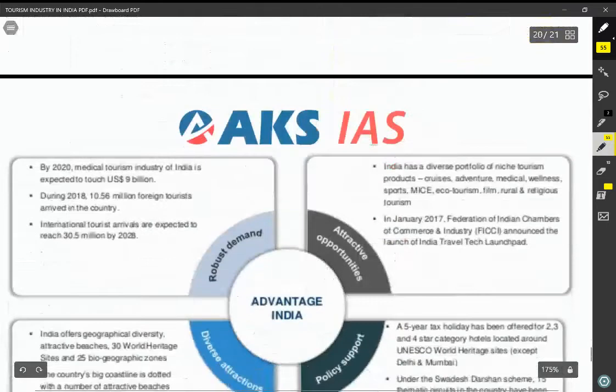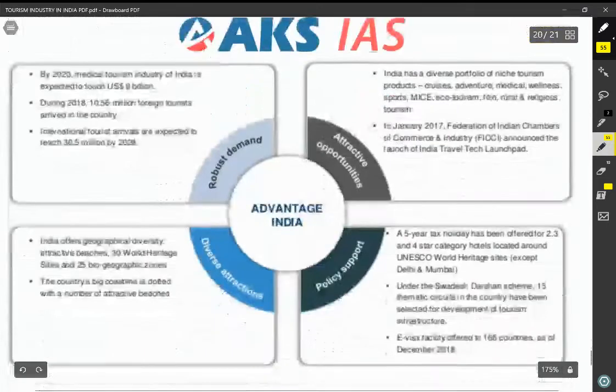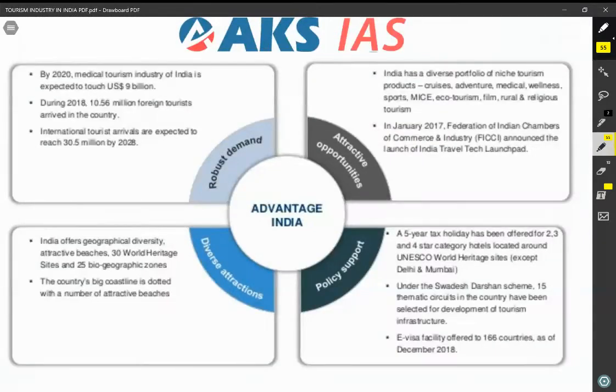So, in this infograph, you could see what could be the major advantage to India from tourism sector, that is robust demand, attractive opportunities, diverse attractions, policy support. Okay, so this could be some of the potential that India has to tap regarding the tourist sector.